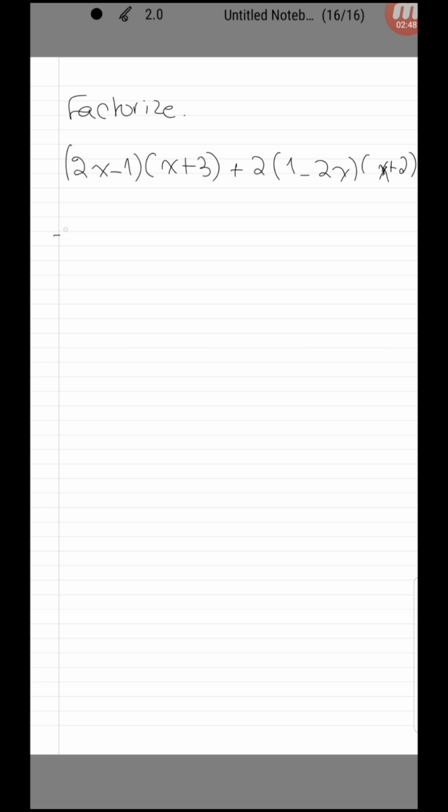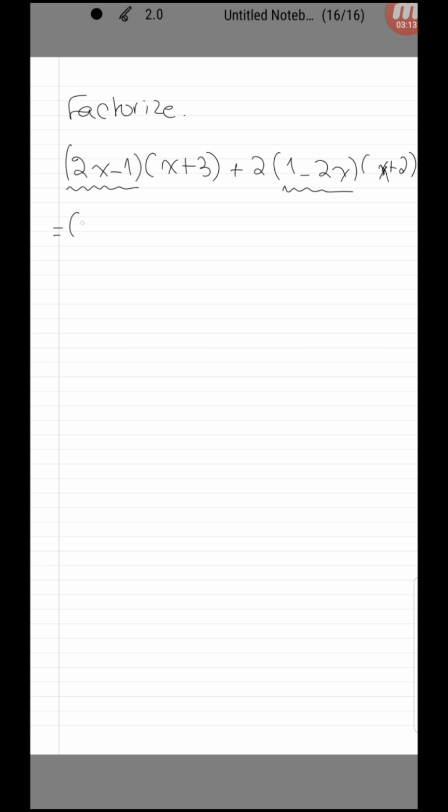Now, as I can see, I need to find a common factor in order to factorize this expression. I don't have a common factor, but in the first term I have 2x minus 1, and in the second term I have 1 minus 2x. Now I can change 1 minus 2x into 2x minus 1 if I take minus as a common factor.